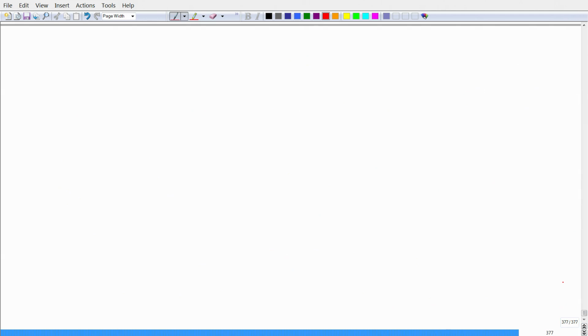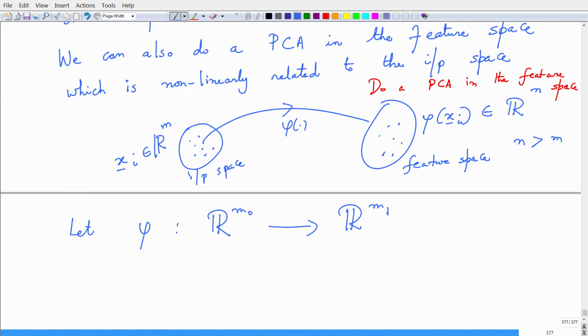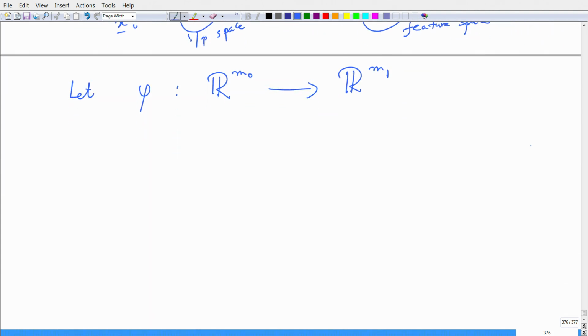So, let us set up some details here. Let phi be this transformation from R^m0 to R^m1. So, I am changing my notations here, maybe I can make this consistent. Instead of m I make this m0 and n I make this m1. Okay. So, that settles this on the last slide.